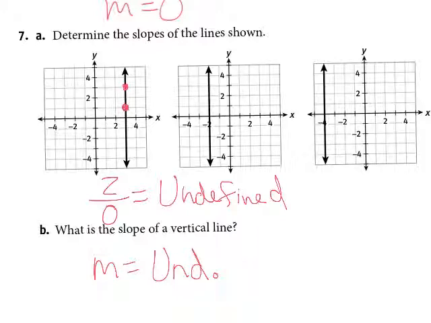All right, so that's special cases. Anytime you see a horizontal line, 0 slope. Anytime you see a vertical line, undefined slope. All right, one last page.